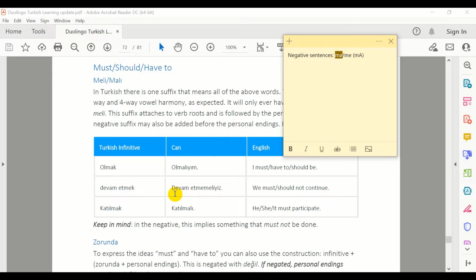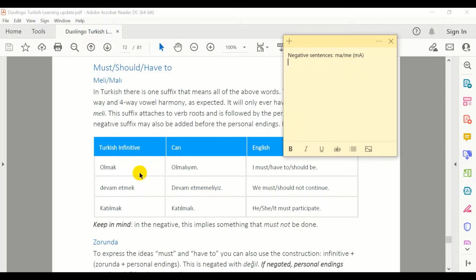See here, devam etmek, devam etmeliyiz, we must continue. Devam etmemeliyiz, we must not continue. As simple as that. It's a general rule. You should know this.